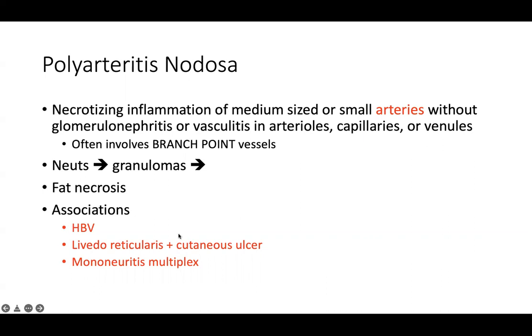Fat necrosis can be seen in this entity, and the associations are typically hepatitis B, livedo reticularis, cutaneous ulcerations, and mononeuritis multiplex.